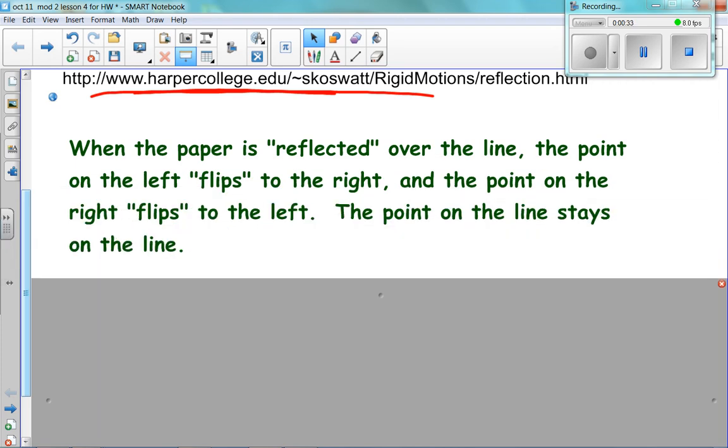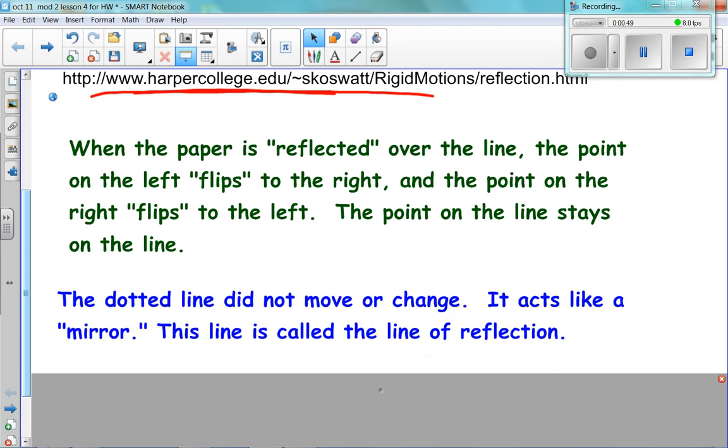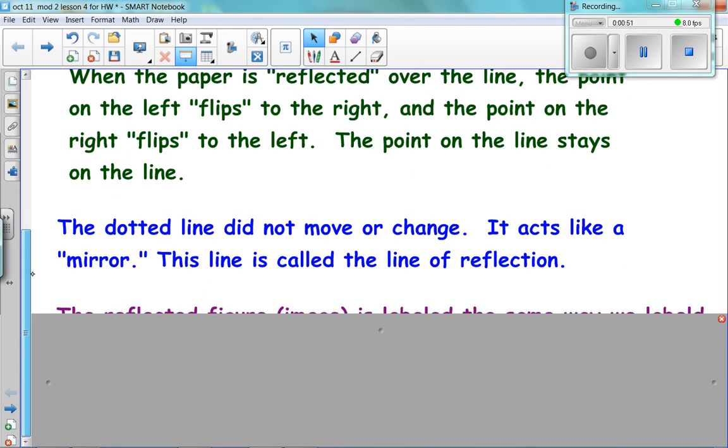Let's review what happened in the video. When the paper is reflected over the line, the point on the left flipped to the right, and the point on the right flips to the left. But the point on the line stays on the line. You were doing a reflection. The dotted line did not move or change. It acts like a mirror. This line is called the line of reflection.